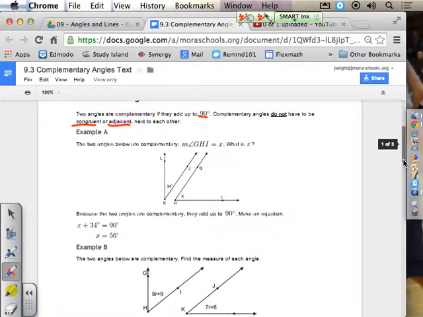Two angles are complementary. That means they add up to 90 degrees. If I tell you that angle LKJ is 34 degrees, what is GHI? Well, how would I figure that out? I know that together they add up to 90, so I take 90 minus 34. And, of course, I'm going to get 56 degrees. Okay? That is how complementary comes into play right here. You can make an equation out of it, which is x plus 34 equals 90.